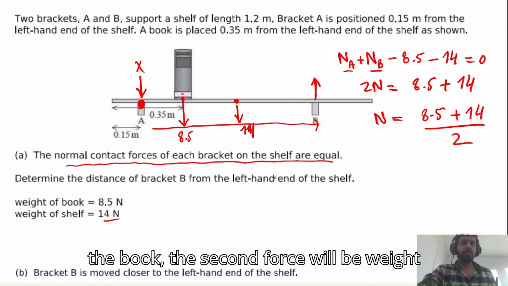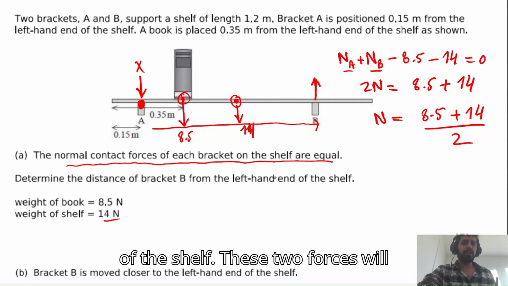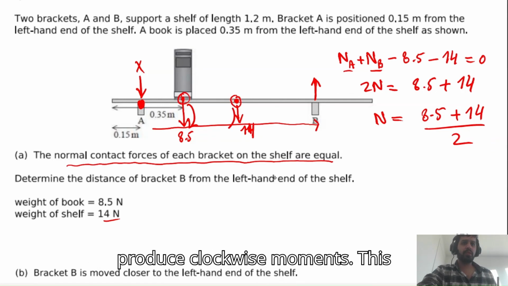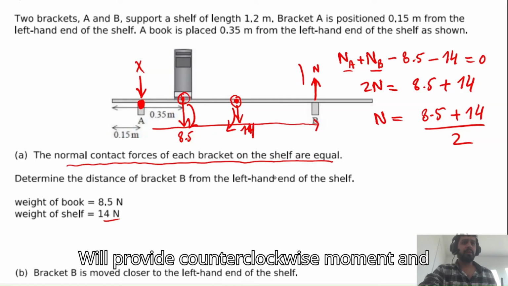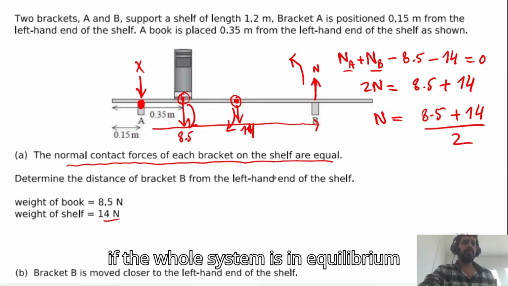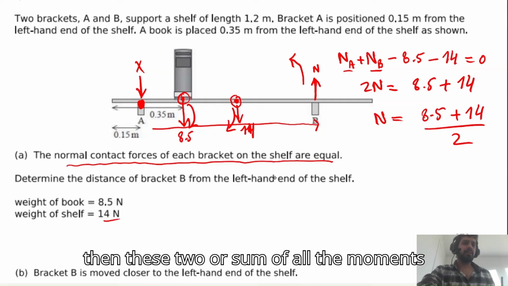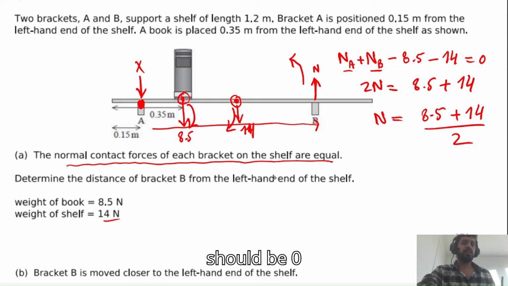One will be weight of the book. The second force will be weight of the shelf. These two forces will produce clockwise moments. This support force, normal force, will provide counterclockwise moment. And if the whole system is in equilibrium, then sum of all the moments should be 0.